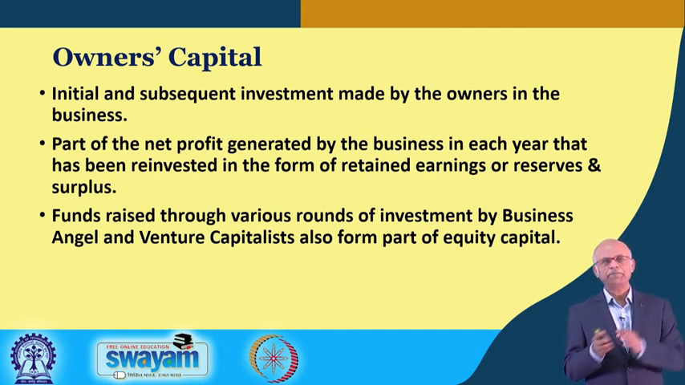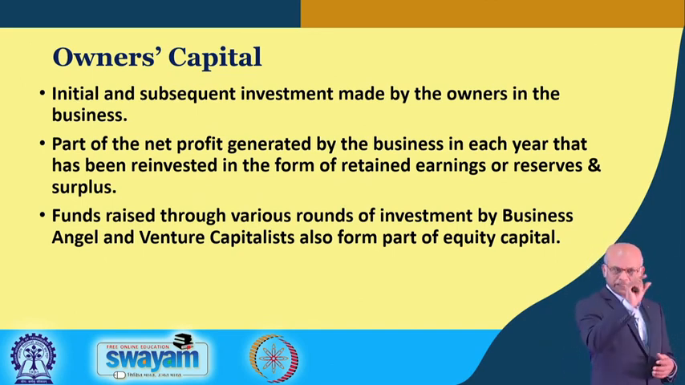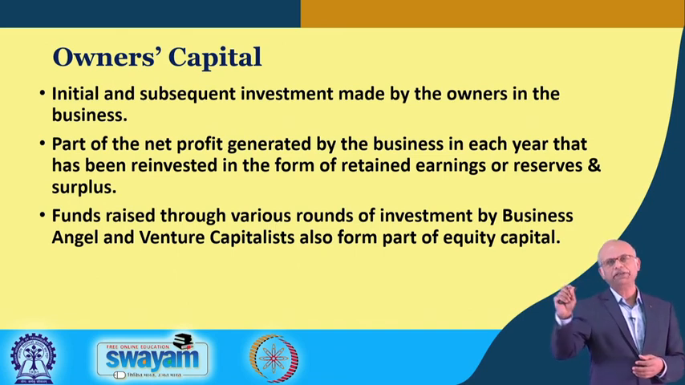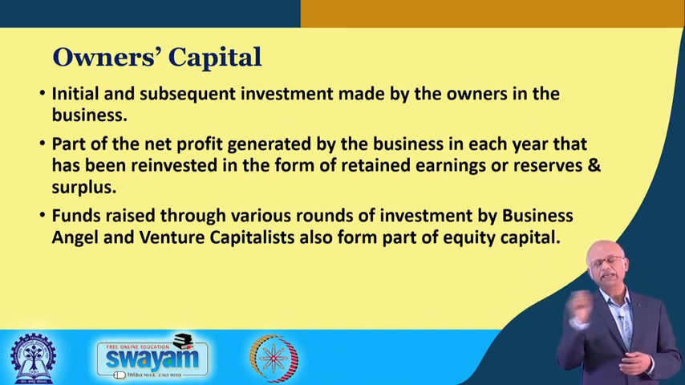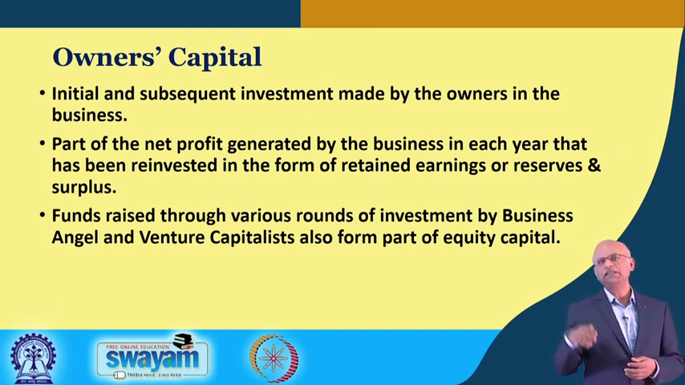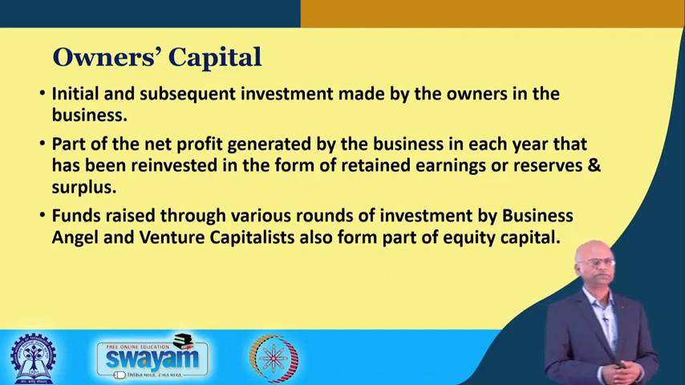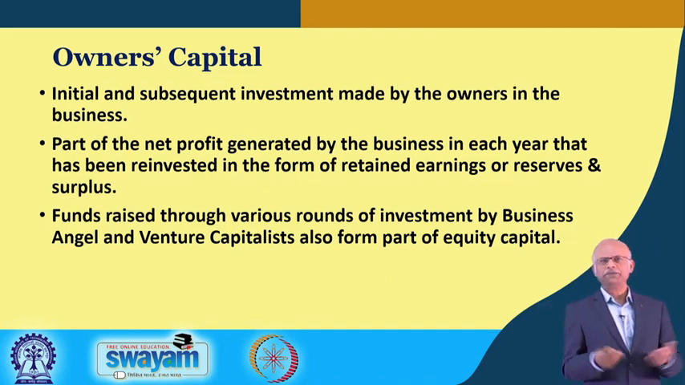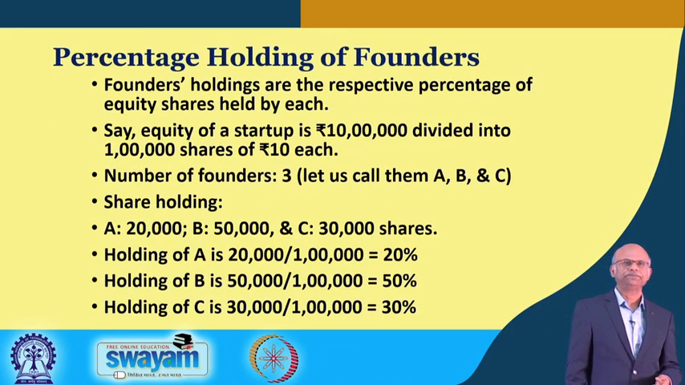So, in the next year when you write owner's equity, the first item will be equity capital of 10 lakh that you brought at the beginning, and the second item will be retained earnings or, say, reserves and surplus of 50,000 rupees, so the total will be 10 lakh 50,000 rupees. That is how part of the net profit is added.